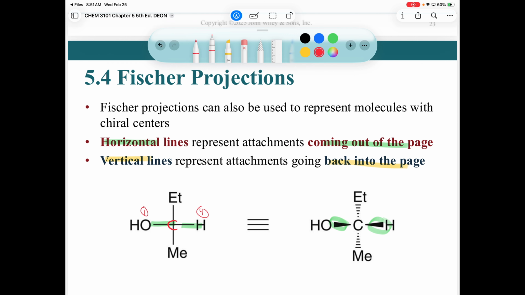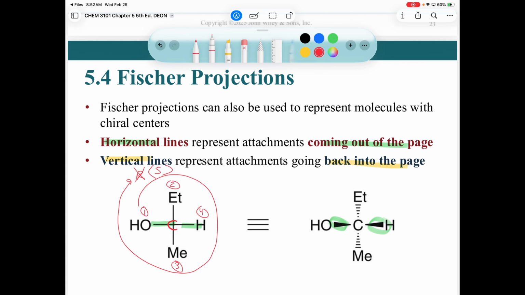Ethyl, because it's longer, right? So 1, 2, 3. What we're going to do is go around the chiral carbon, 1, 2, 3. So we are going clockwise, which would be R. But the lowest priority group, which is the hydrogen, is it on a dash? It's on a wedge. So instead of being R, we say it's S.